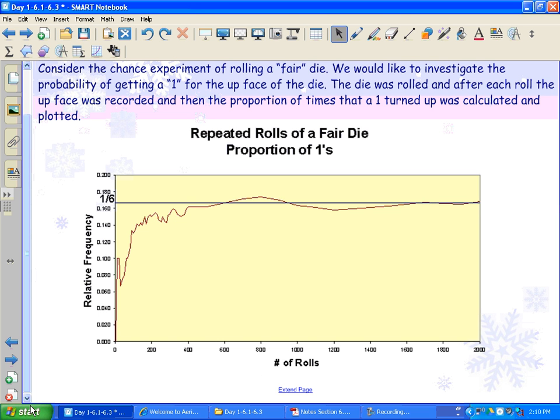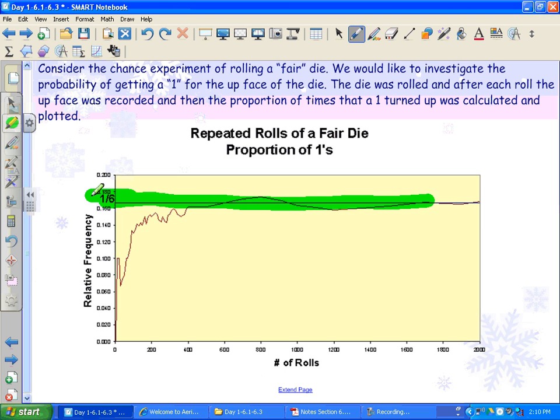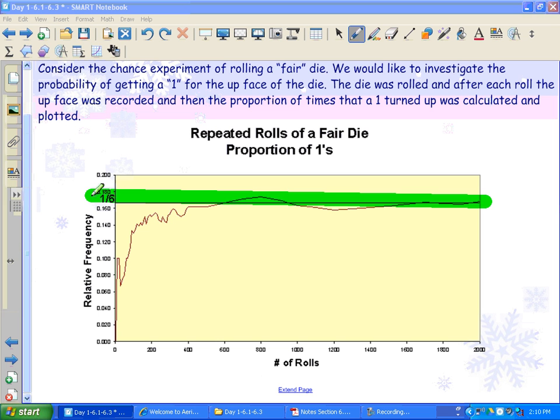So this is just a comparison of what theoretical probability is, and that's written in your notes there. Theoretical probability is what we assume to be true when we judge it in terms of successes over failures. Okay? The theoretical probability of rolling a 1 is 1/6.